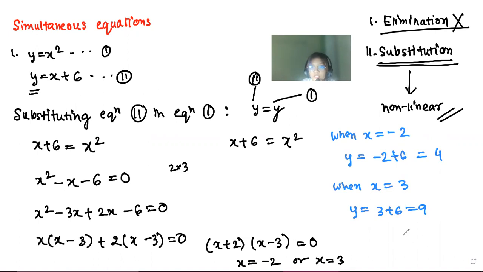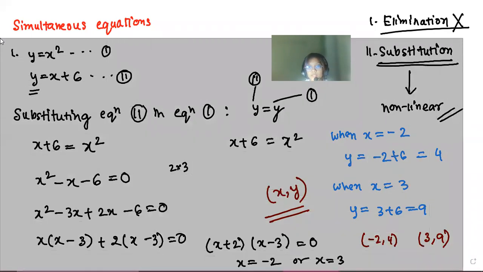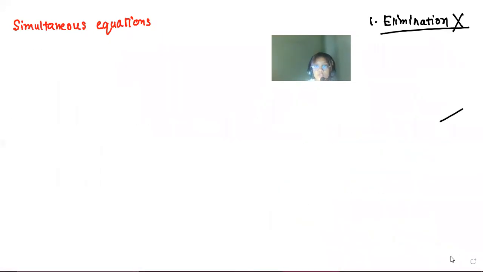So in the first equation, it is minus 2, 4, and 3, 9. Just how we write x, y on a graph, and that's how we write the answer to this one. So I really hope that you could understand this. Let me know if there's anything that there is still confusion about, and I'll try to make a separate video on that. Now let's solve another question.